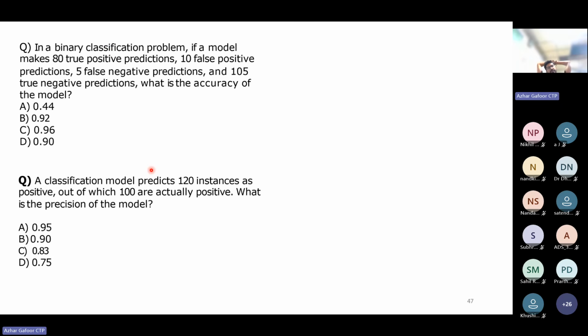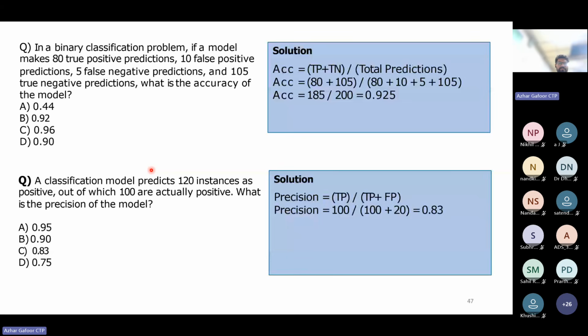In a binary classification problem, if a model makes 80 true positive predictions, 10 false positive predictions, 5 false negative predictions, and 105 true negative predictions, what is the accuracy of the model? Accuracy is pretty easy to calculate. We take the true positives and true negatives, add those, then divide by the total. That will be 80 plus 105 divided by 200. We have already calculated that in the previous slide.